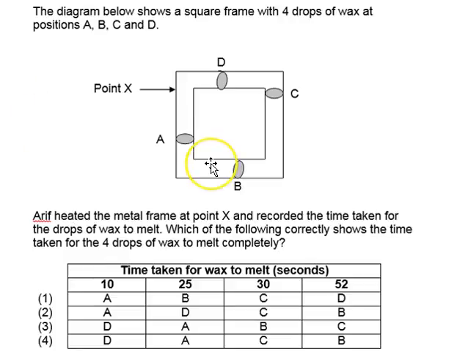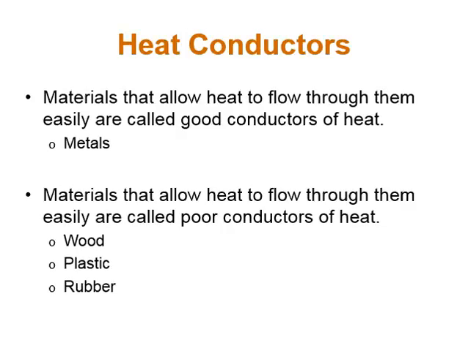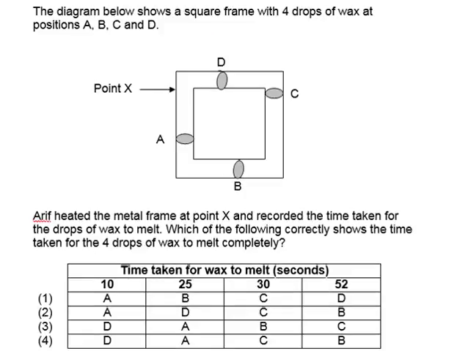So before we do this question, let's revise. We know that heat flows from a hotter to a colder place or object. We know that this heat continues to flow from the hotter area to the colder area until both reach the same temperature. We also know that there are two kinds of materials: good conductors of heat and poor conductors of heat. Now in this question, metal was named, so metal is obviously a good conductor of heat. So with that, let's look at the question again.